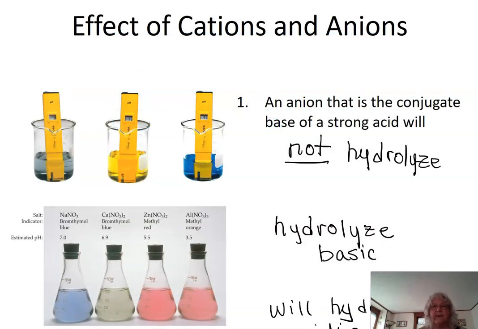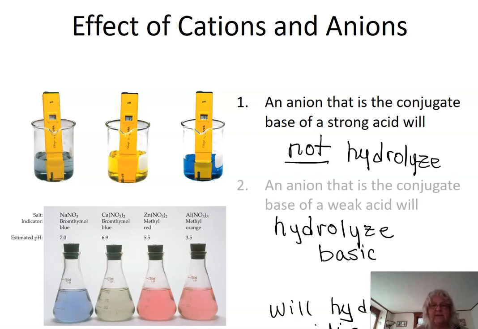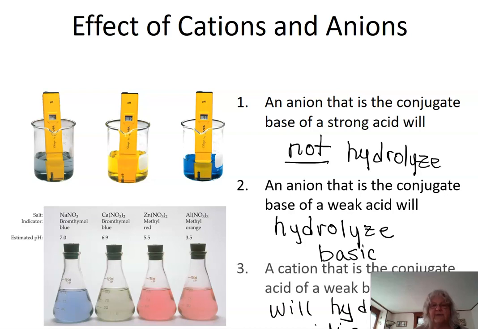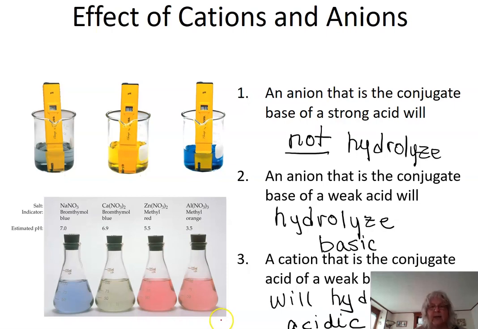So in general, when we think about the things that have the ability to hydrolyze, anions that come from a strong acid, so chloride, bromide, iodide, nitrate, they're the anions from a strong acid, those will not hydrolyze. If it's the conjugate base of a weak acid, it will hydrolyze and it will form a basic solution. And if it's a cation that's the conjugate acid of a weak base, it will hydrolyze and it will form an acidic solution.